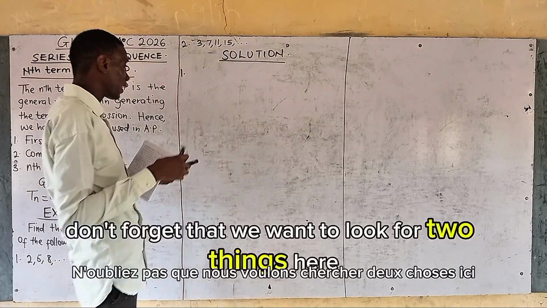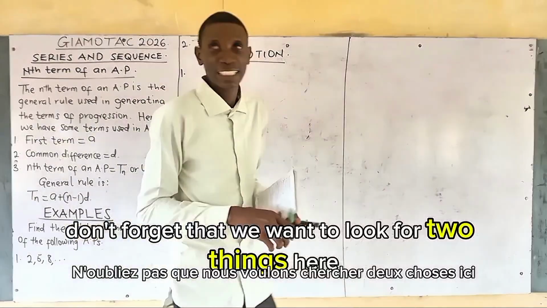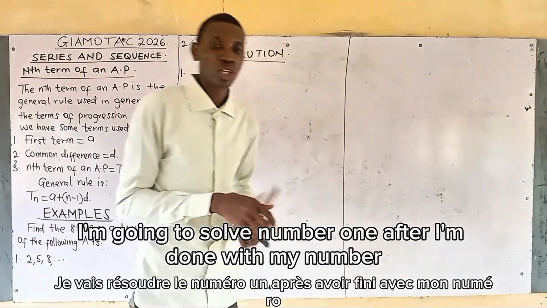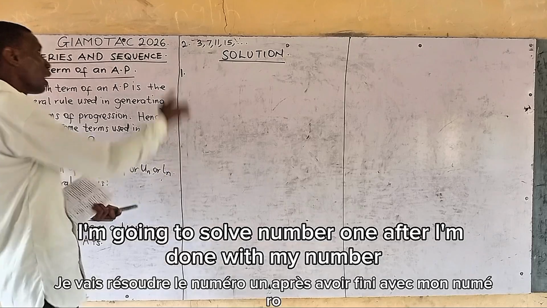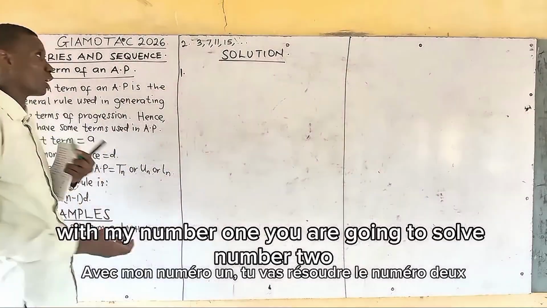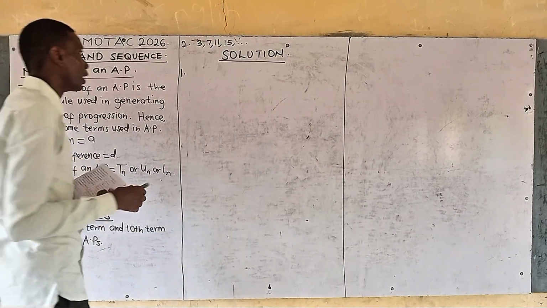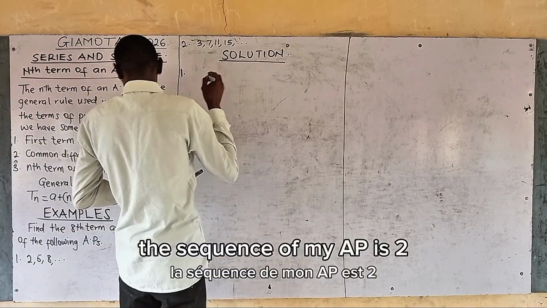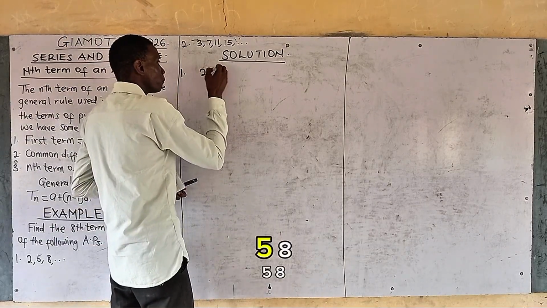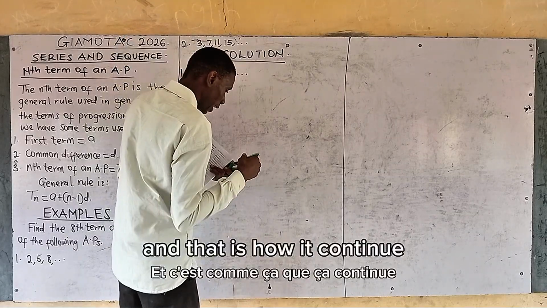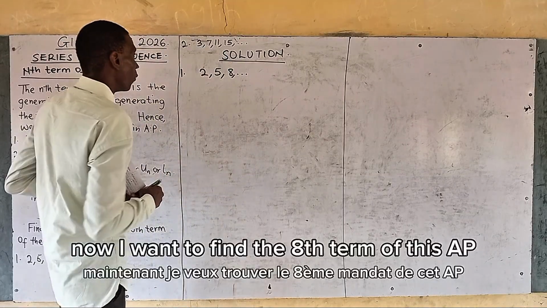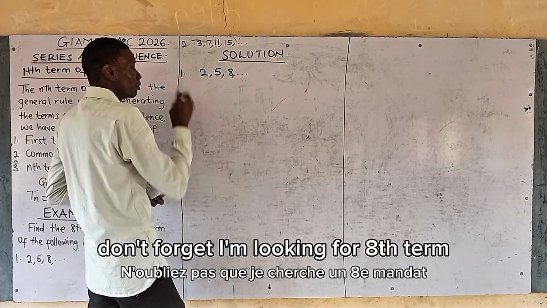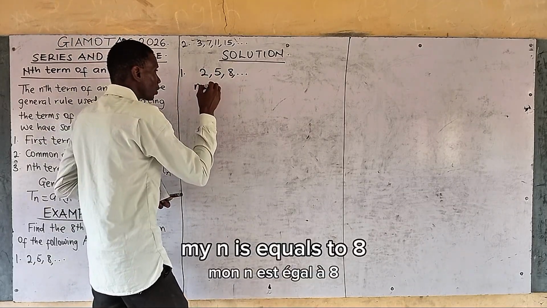Number 1, don't forget that we want to look for two things here. We are looking for the 8th term and we are looking for the 10th term. I'm going to solve number 1, and after I'm done with number 1, we are going to solve number 2. Now, let us see number 1 and solve it together. The sequence of my AP is 2, 5, 8, and that is how it continues. Now, I want to find the 8th term of this AP. Don't forget I'm looking for the 8th term, that is my n. My n is equal to 8.